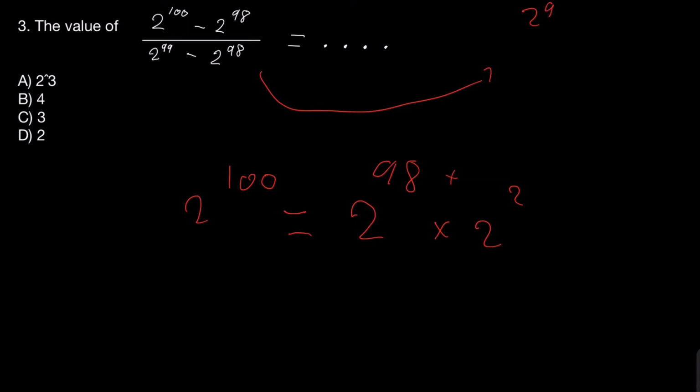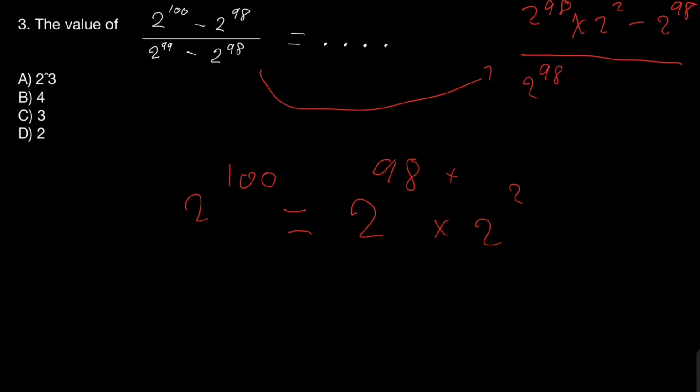So we're gonna have 2 to the power of 98 times 2 squared minus 2 to the power of 98, which is the original one. And then over that, we're going to do the same thing here with 99. It is the same as 2 to the power of 98 times 2 without an exponent, because when there's no exponent, you assume it's 1. You assume that there's a 1 here. And if you want, I'll just put it for the sake of simplicity. This equals 2 minus 2 to the power of 98.